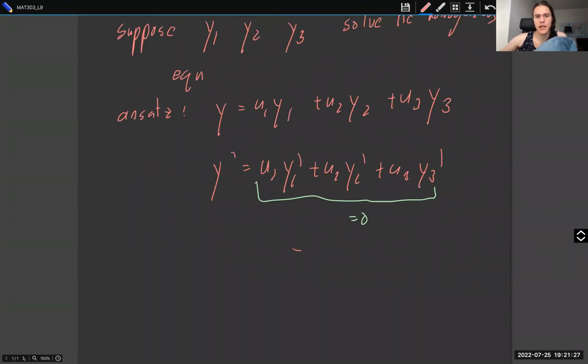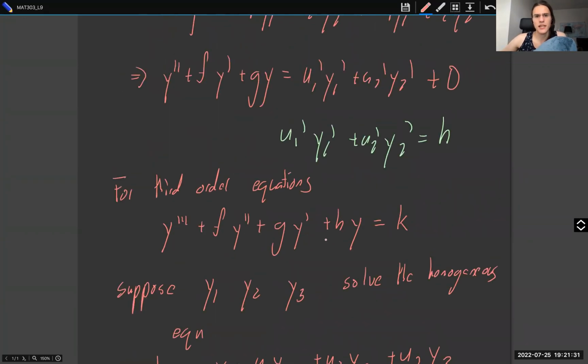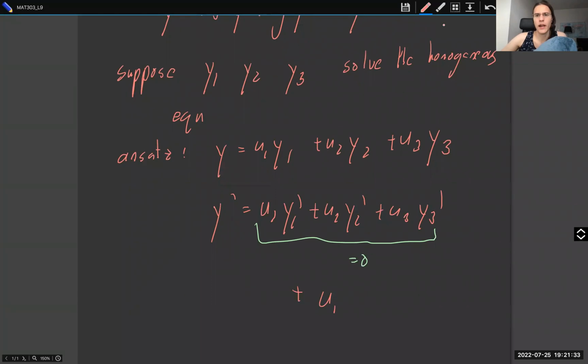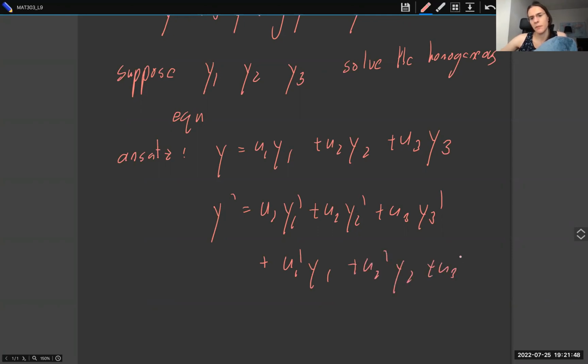And then we're going to get plus u1. One second. We want to set the term with the primes equal to 0, right? No, I'm wrong. This is a good term. Plus u1' y1 plus u2' y2 plus u3' y3. This term we set to 0.